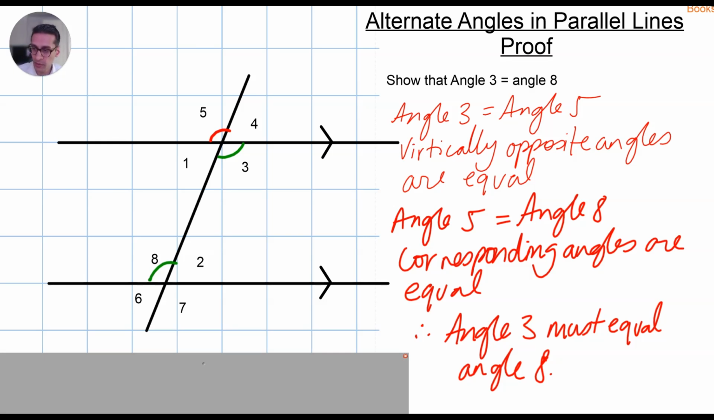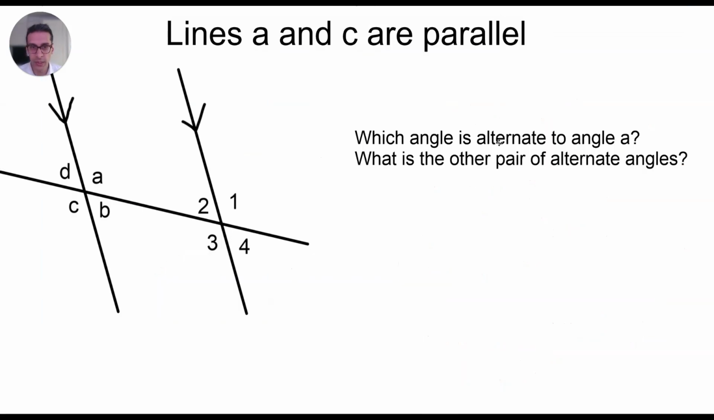Right, so let's look at some examples of this in terms of questions. Lines A and C are parallel. Which angle is alternate to angle A? So we know this is our angle that we're looking at here. Well, we know that alternate angles have to be in between the parallel lines. So these are our parallel lines. And they also have to be on opposite sides of the transversal. So that leaves us with one potential angle out of all of these, which is angle 3.